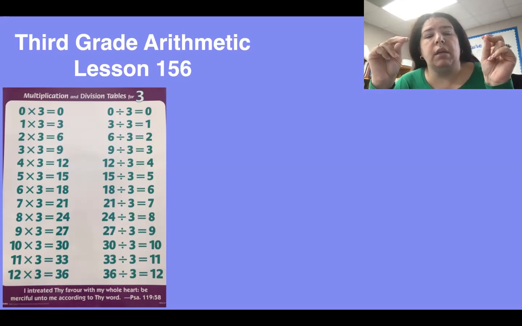0 divided by 3 equals 0. 3 divided by 3 equals 1. 6 divided by 3 equals 2. 9 divided by 3 equals 3. 12 divided by 3 equals 4. 15 divided by 3 equals 5. 18 divided by 3 equals 6.